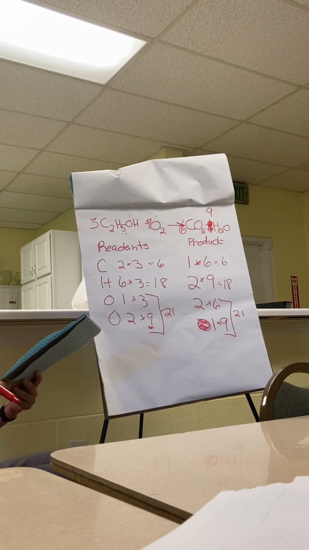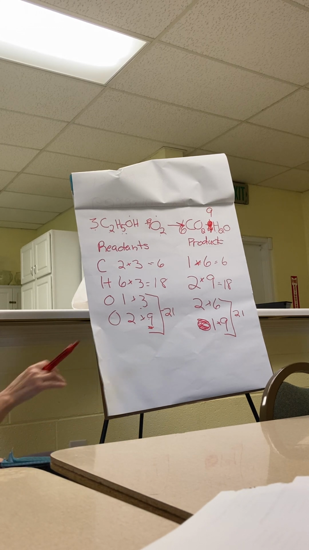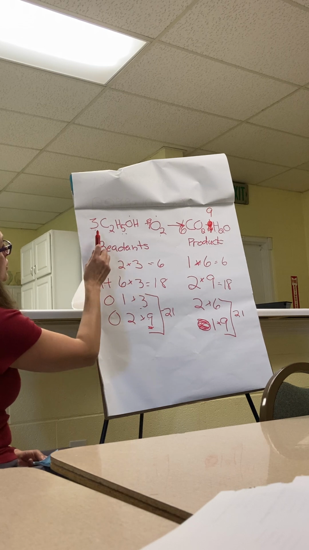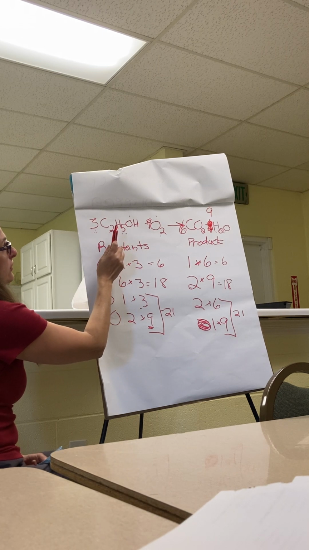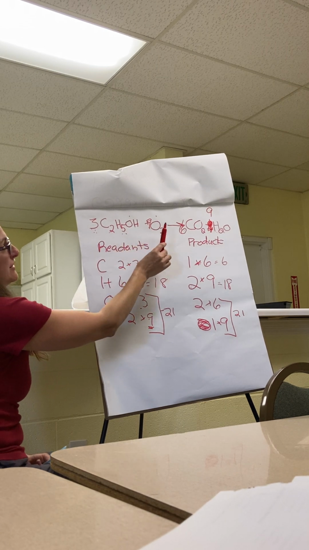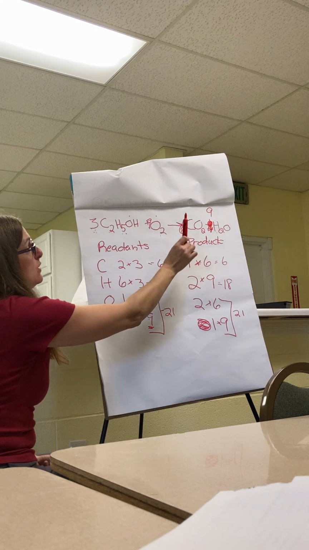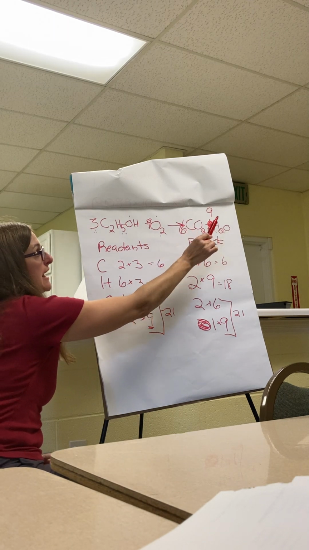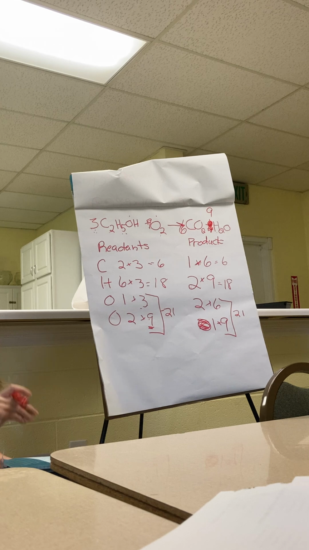All right, so up until this point, we had said if we had 3 atoms of ethanol would react with 9 atoms of oxygen, would produce 6 atoms of carbon and 9 atoms of water. So we are going to move on from talking about atoms reacting with each other and start talking about moles.